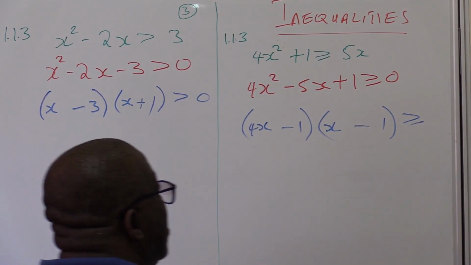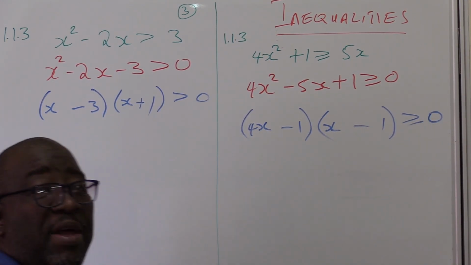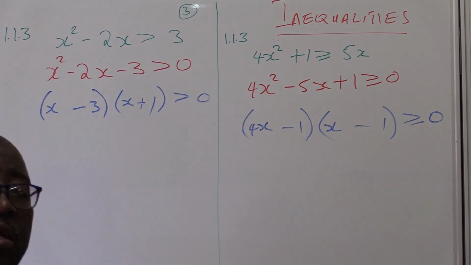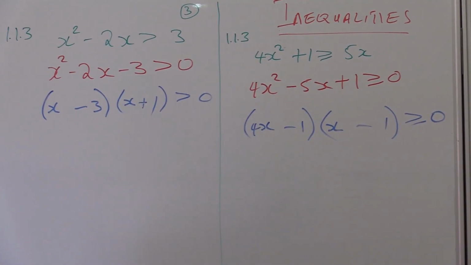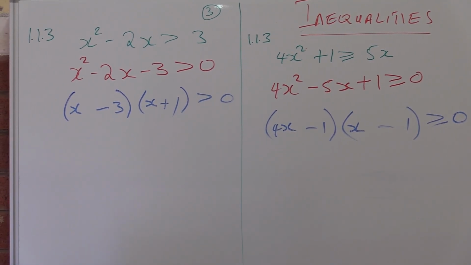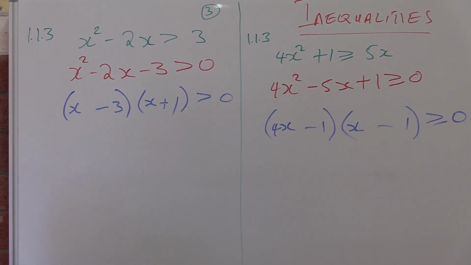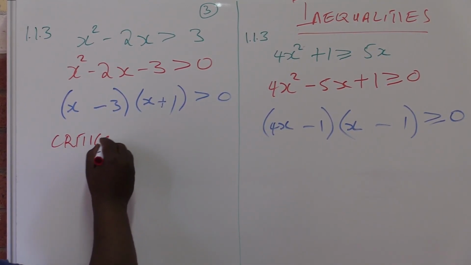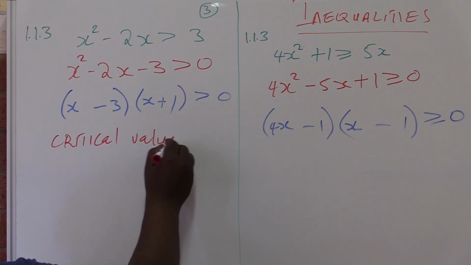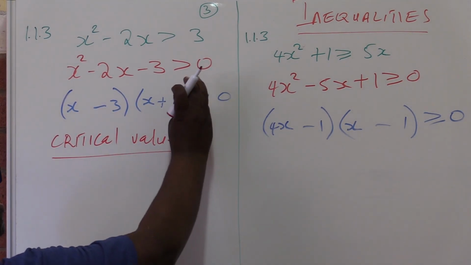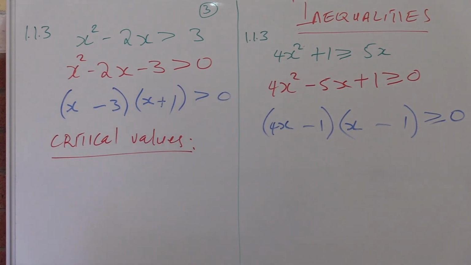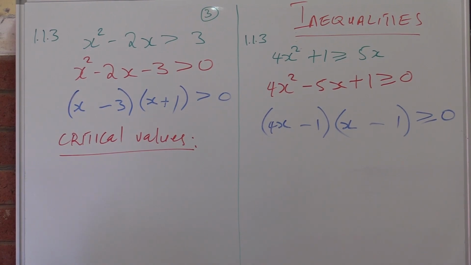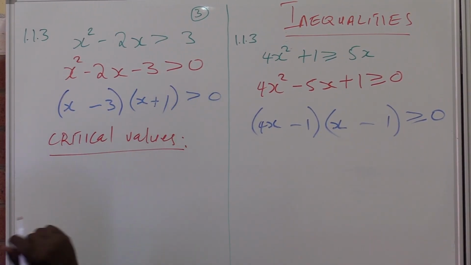Remember, on the right hand side, I must always have 0. That's the first step. Make sure that it is arranged in the form of ax squared plus bx plus c, and on the right hand side, you must have 0. Right, let's move on. We need to find the critical values. Where you assume as if this is an equal sign and you solve for x, like in the equations, you assume that this is 0, then you solve for x.